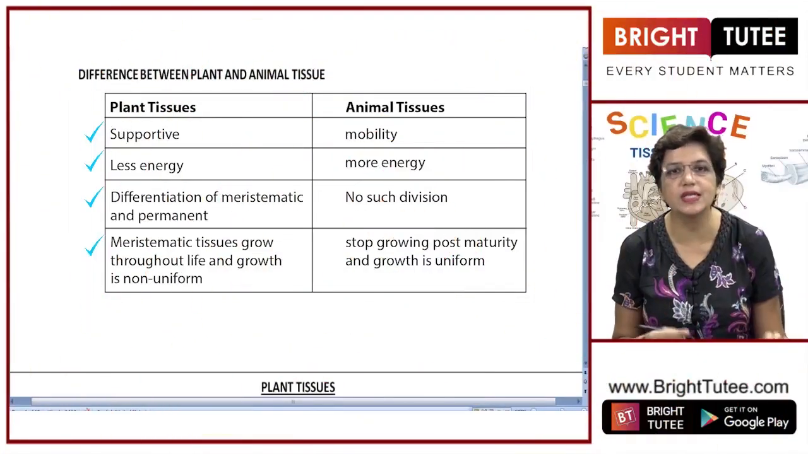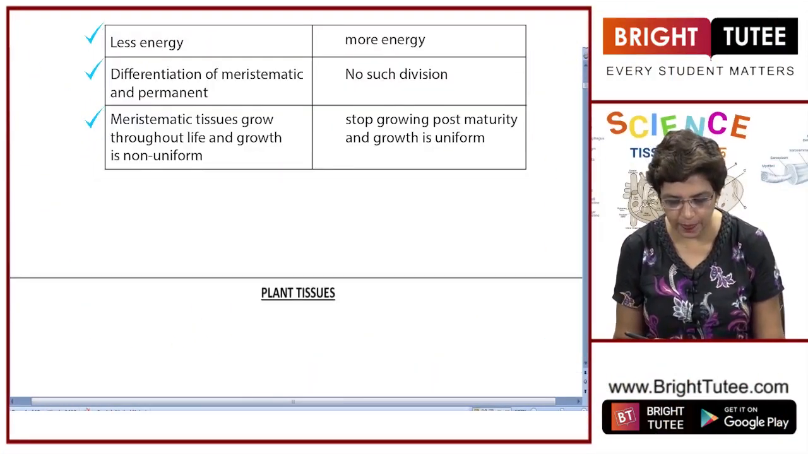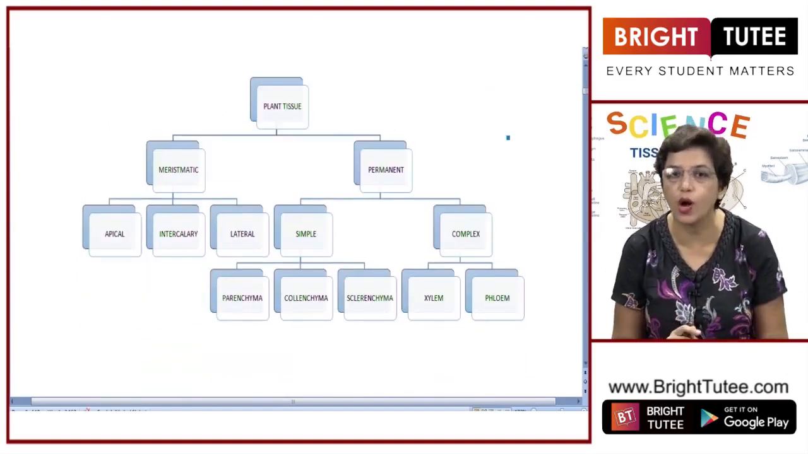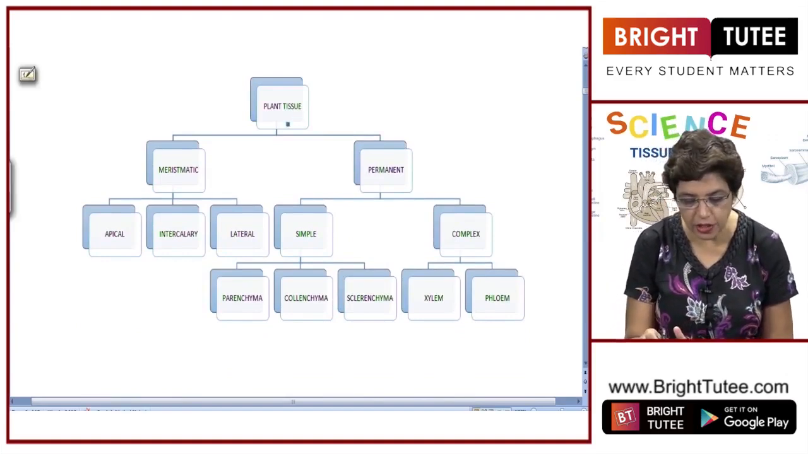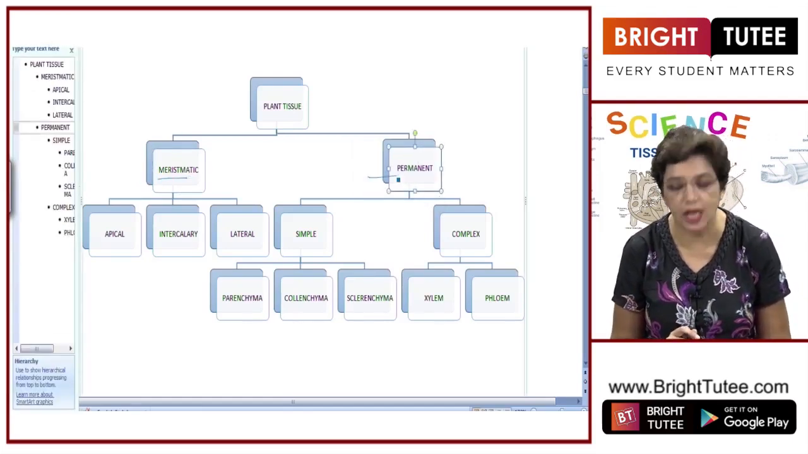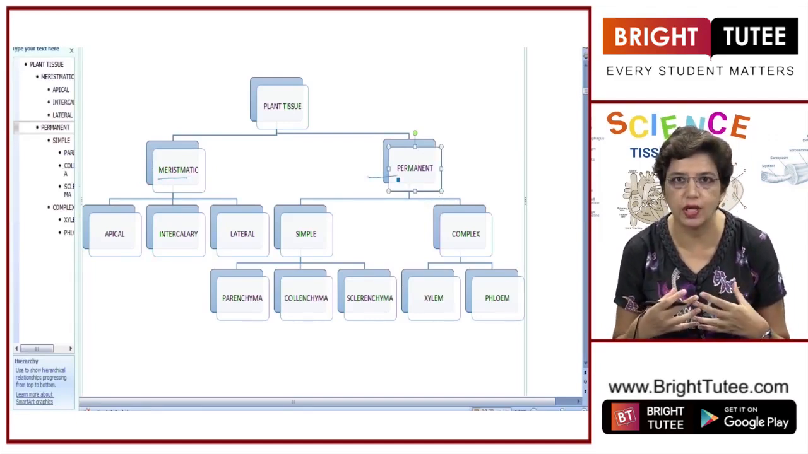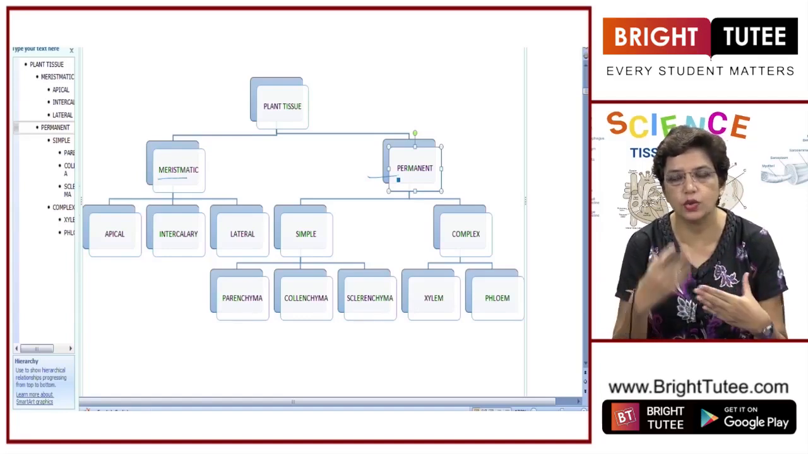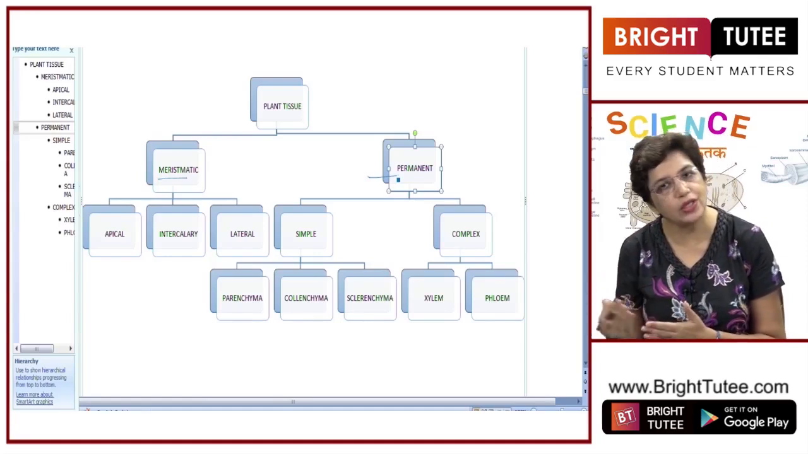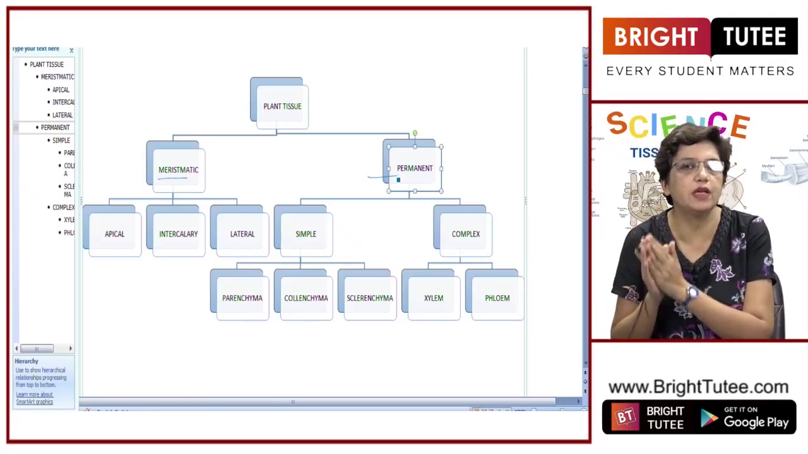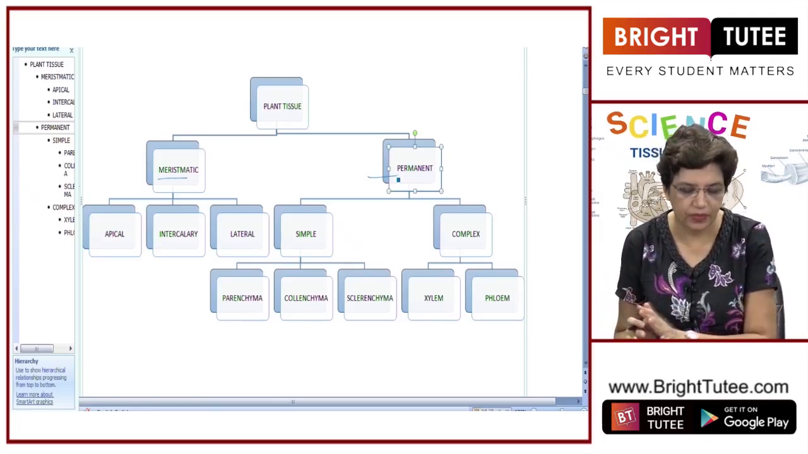So now the next topic is a detailed study of plant tissue. This flow diagram will give you a nutshell of how plant tissues are divided. Plant tissues are divided into two main categories, the meristematic tissues and the permanent tissues. Meristematic tissues are those which can perform cell division. They are metabolically active. They are continuously growing and dividing, so they help in the growth of the plant. On the other hand, permanent tissues do not cause cell division. They have taken up a certain permanent shape, size and function.